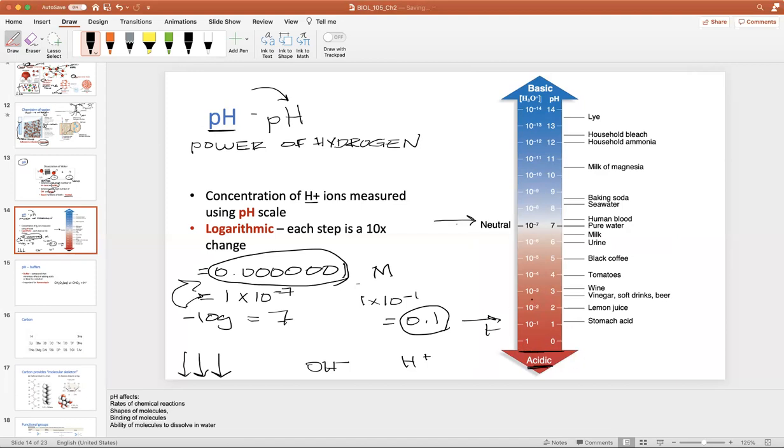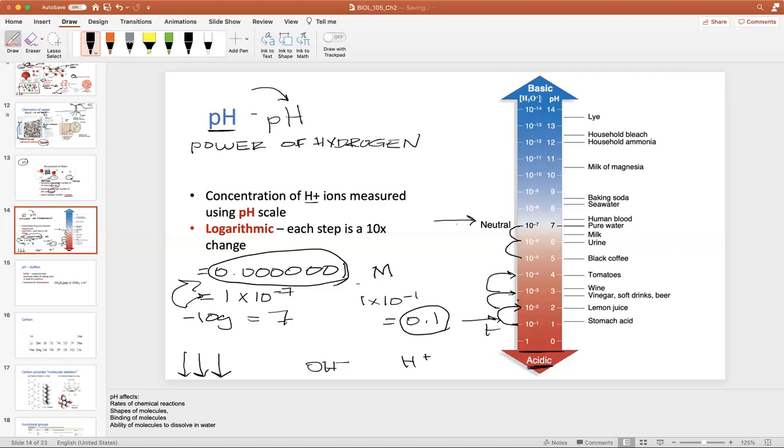I want you guys to be aware of that, because sometimes that's counterintuitive. But the lower the number, the more acidic it is. The higher the number, the more basic it is. The other thing that I want you to recognize is that because of the way the scale works, every step on here is actually a 10-fold change, okay? So an acid that is a pH of 1 has 10 times more hydrogen ions in it than an acid that's a pH of 2, which has 10 times more than an acid with a pH of 3, etc., okay?